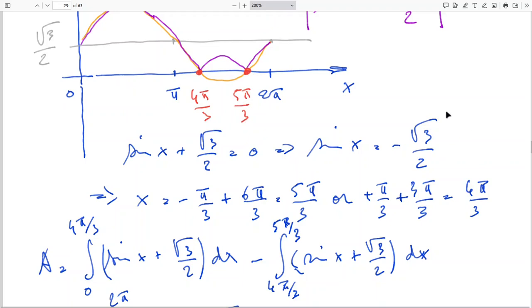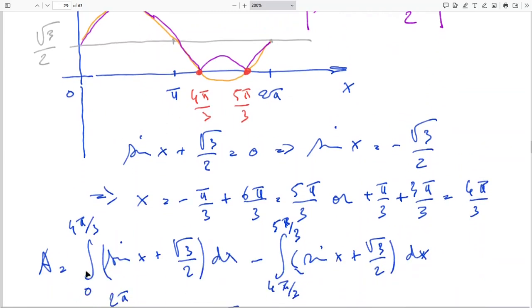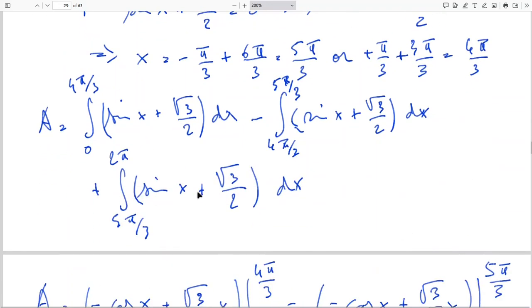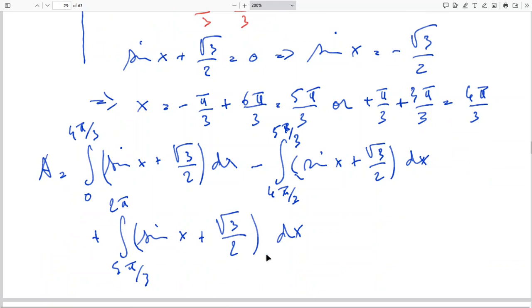And then you can calculate the area just by taking the integral from 0 to 4 pi over 3, so the first point here, of the function, and then minus, because you have to invert this one, the integral from 4 pi over 3 to 5 pi over 3 of the function, and then again plus the rest, from 5 pi over 3 to 2 pi dx.